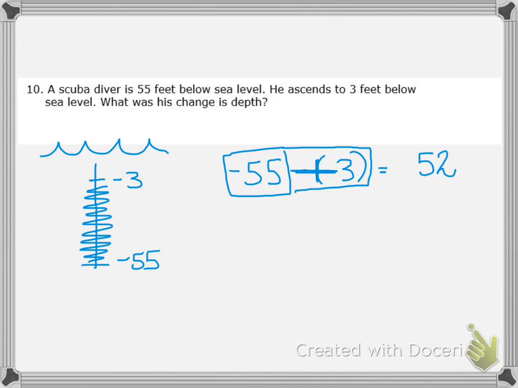Now, if we were solving this using the boxing method, our answer would be negative because the negative army wins over the positive army. However, it's just asking us for the change in depth. Okay, so we just want to know how many feet, the distance between negative 55 and negative 3. So our answer would be positive 52 feet because we're just looking for the distance between negative 55 and negative 3.